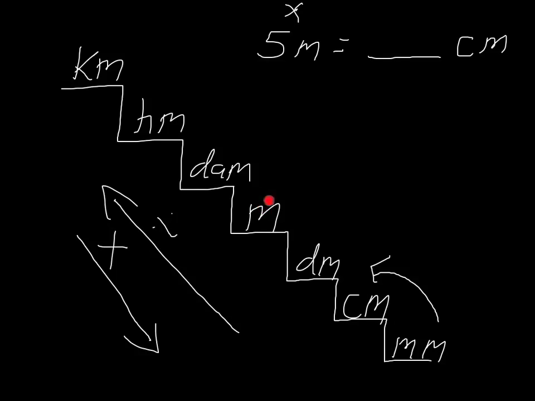So we're going from meters to decimeters, which is 1 stair, and down to centimeters, which is 2 stairs. So we've gone down 2 stairs. The first stair is equal to 10, second stair is equal to 100. So we need to do 5 meters times 100, which would give us 500 centimeters. So 5 meters is equal to 500 centimeters.